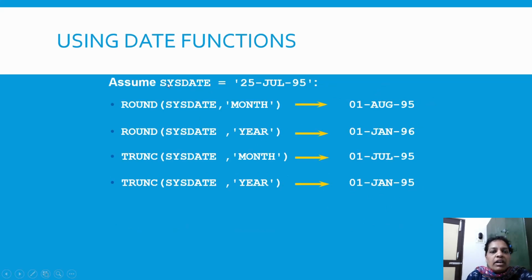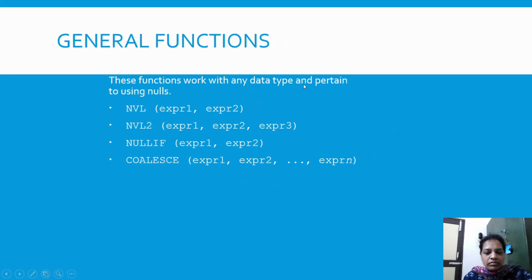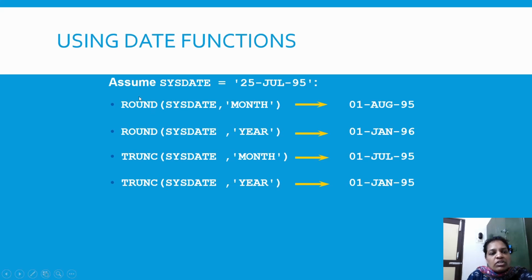So next one, we assume the system date is 25 June 95. First one, the round function: round system date by month. So what will be the result? Round: the next month is July, which rounds to August since it is the end of July, so it will be 1st August. Round system date by year: it is the 7th month, so it will round off to 1st Jan 96.